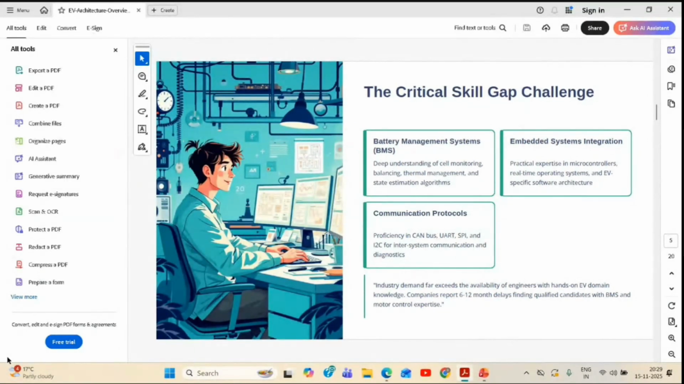For example, if you want to add something in the EV, or want to come into the EV domain, which are the main things right now in EV? First, as I already said, BMS is one of the critical things, and it is very difficult, and I will come to that point. BMS, motor controlling, and then embedded systems.